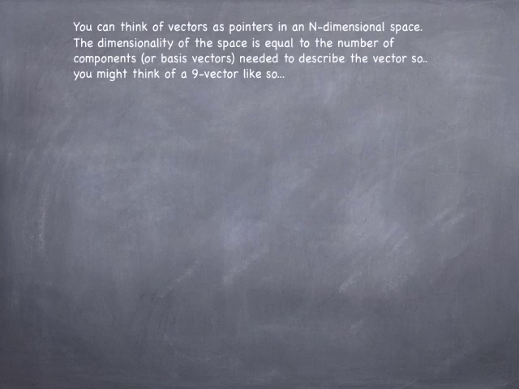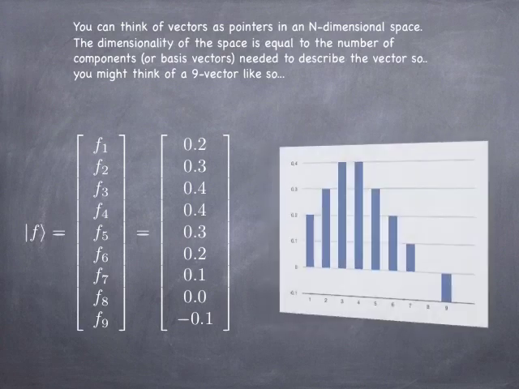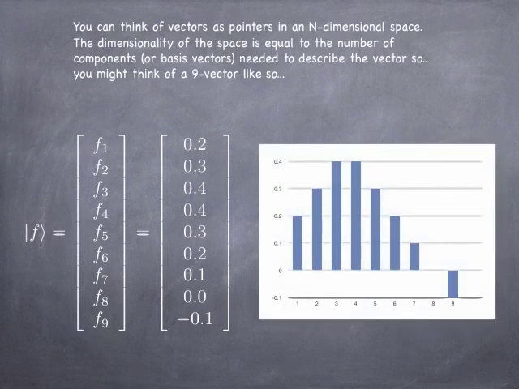You can think of vectors as pointers in an n-dimensional space. Just like spatial vectors with i hat, j hat, and k hat are pointers in a three-dimensional space, you can think of these arbitrary kets as pointers of a kind in an n-dimensional space, where n is the dimensionality of the ket. So how many components does it have? For example, you can imagine a 9 ket, a 9 vector, which has 9 components. And we could imagine thinking about that 9 vector in terms of a graph that gives you the value of each component. Notice that the f1 component is 0.2, the f2 component is 0.3, and so on, but that forms a kind of a graph.